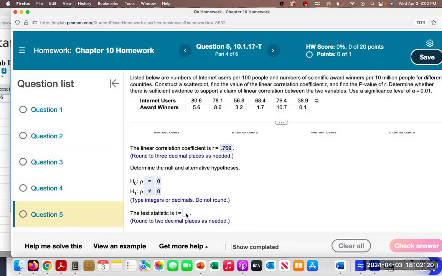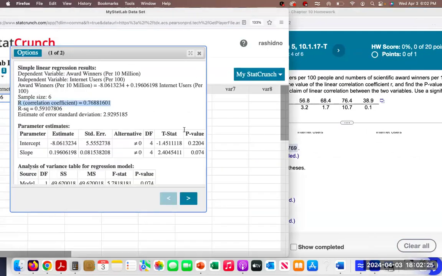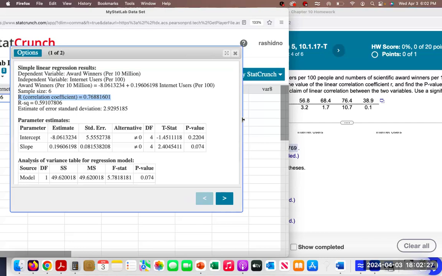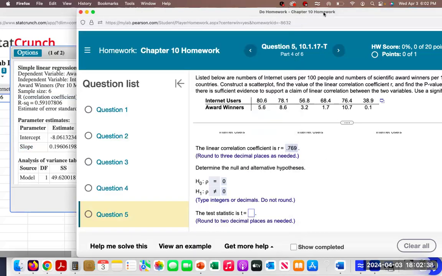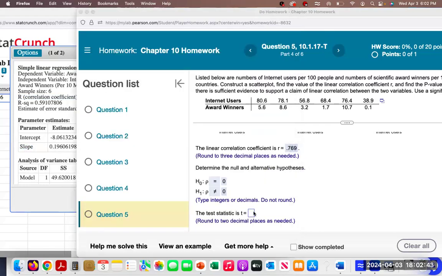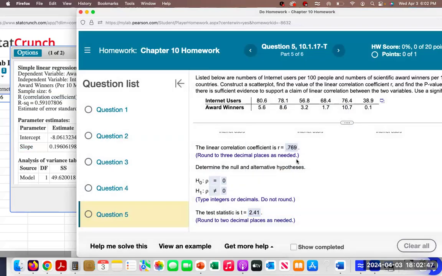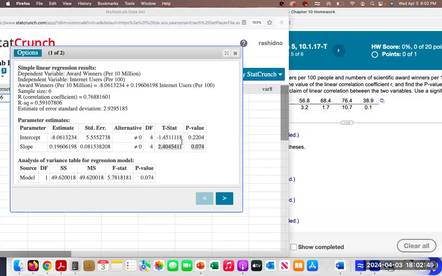Okay, so next we want to find the test statistic and the p-value, and the test statistic and the p-value are given here. So based on the slope, this is our t-stat, which is our test statistic, and this is our p-value. So rounding the test statistic to 2 decimal places, it's 2.41. And p-value rounded to 3 decimal places is 0.074.